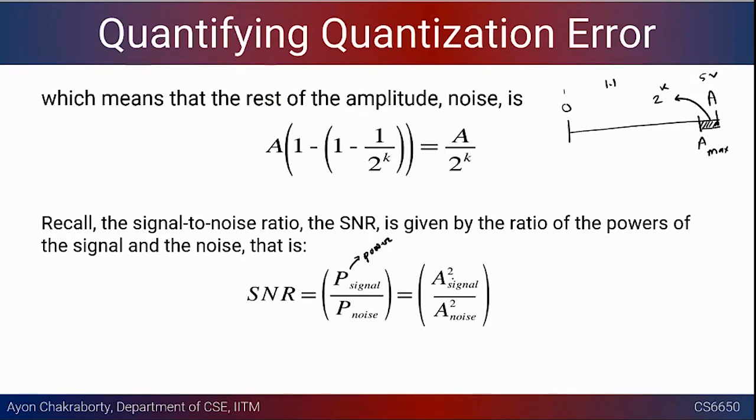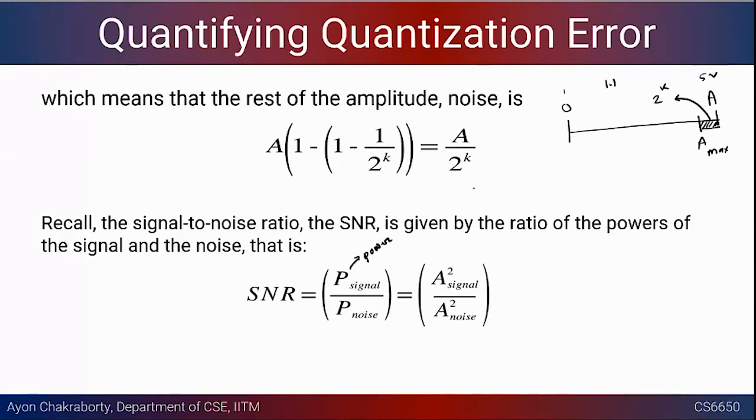So instead of using A signal by A noise, we will use A square signal by A square noise, right? So these are the ratio of the square of the amplitude of the signal's value here. In this case, this is this A, and this is the amount of noise that is introduced, which is nothing but A by 2 to the power k. We already have an idea or intuition behind what this A noise and this A signal are.